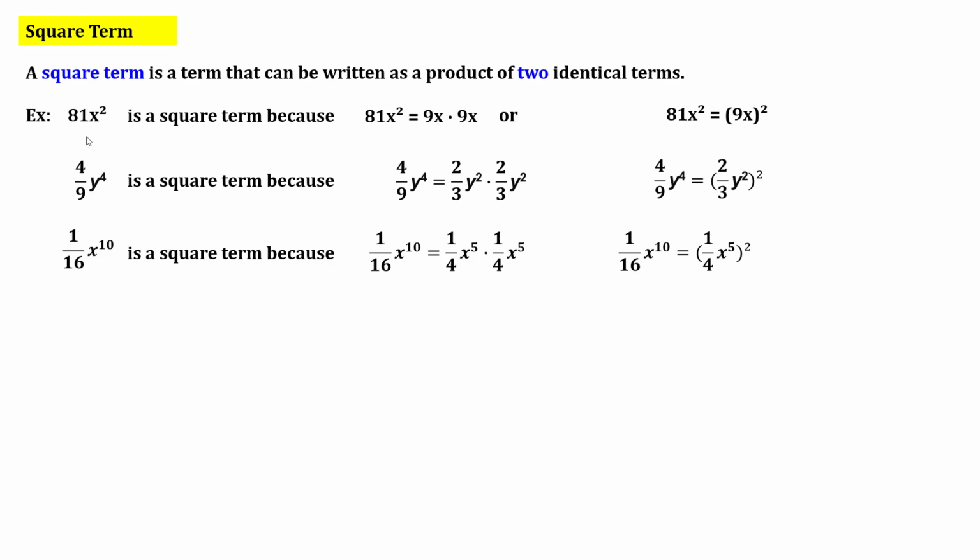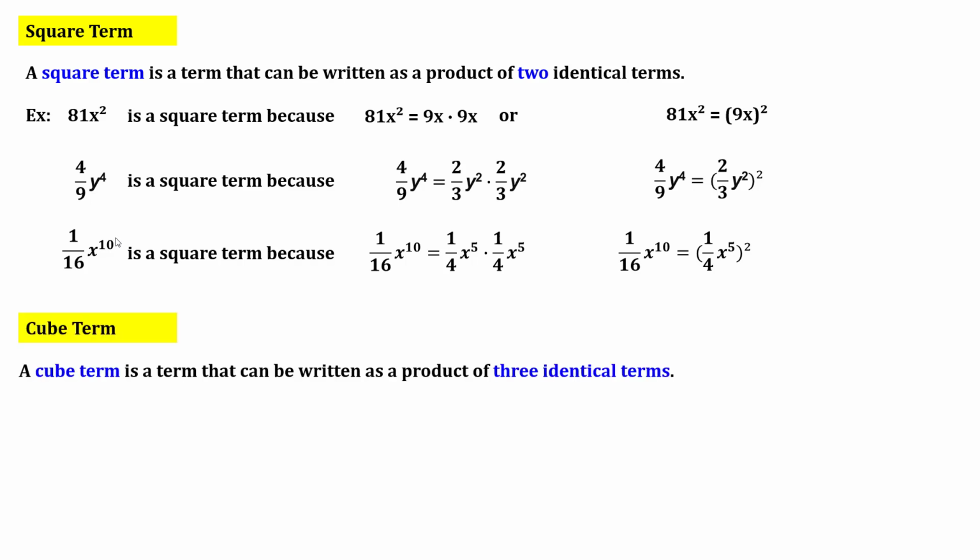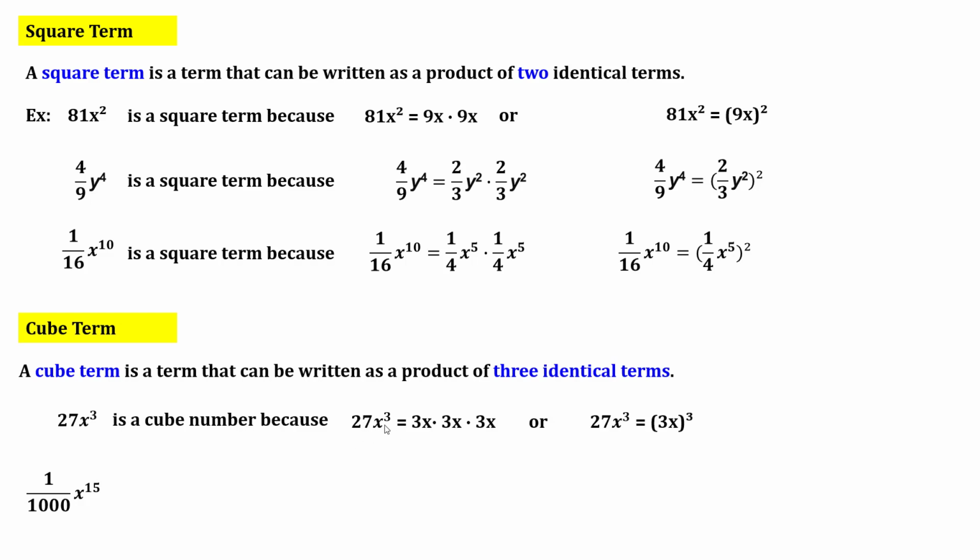Okay, so to be a squared term, the coefficient has to be a square number, and the variable part has to have an even power. That's what it seems like, right? All right, a cubed term. A cubed term is a term that can be written as a product of three identical terms. So 27x cubed is a cubed term. Because I can write it as 3x, or 27x cubed is equal to 3x times 3x times 3x, right? Remember, x times x times x is x cubed. So 27x cubed is the product (3x) cubed.